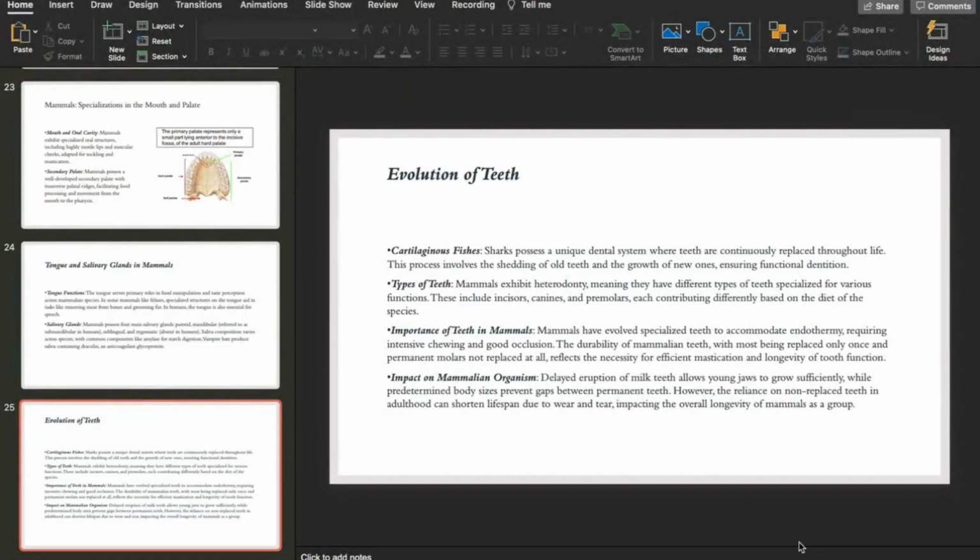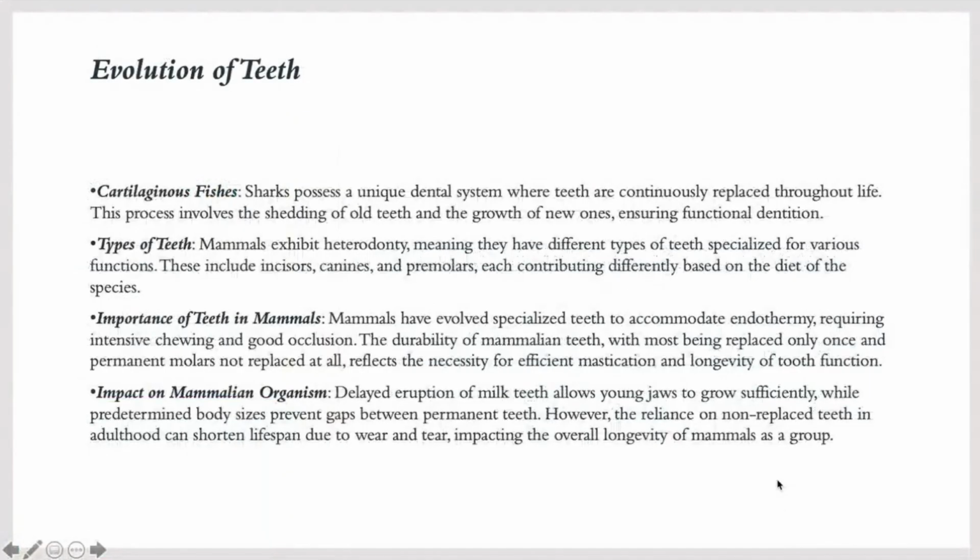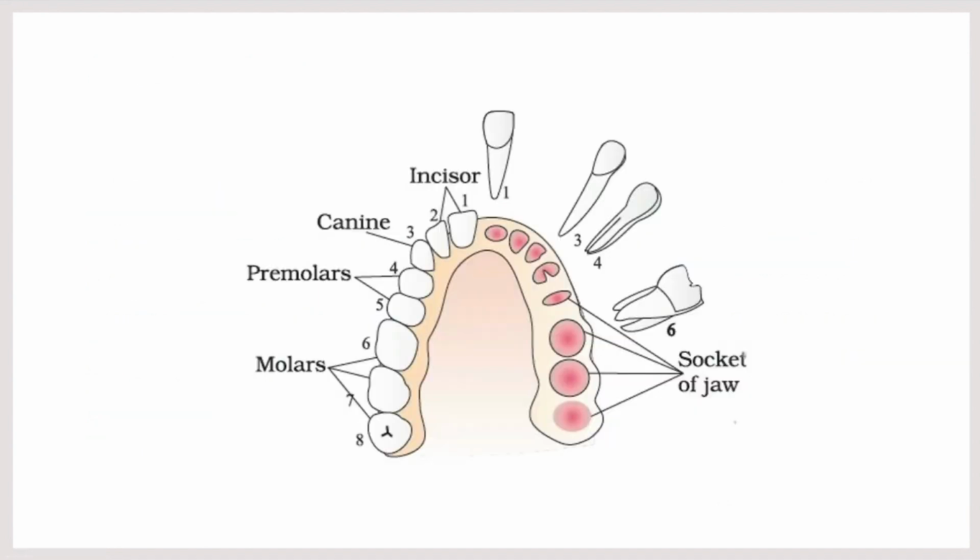Now, the interesting thing about endotherms is that these animal groups usually require a lot more food. They require a lot more nutrients in order to control their body temperature. So they developed intensive chewing and good occlusion, so that they're able to really chew on their food, break it down and then swallow it. Okay, and that's all we need to know for this.